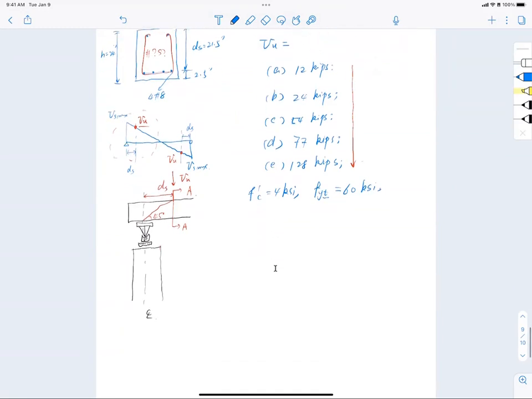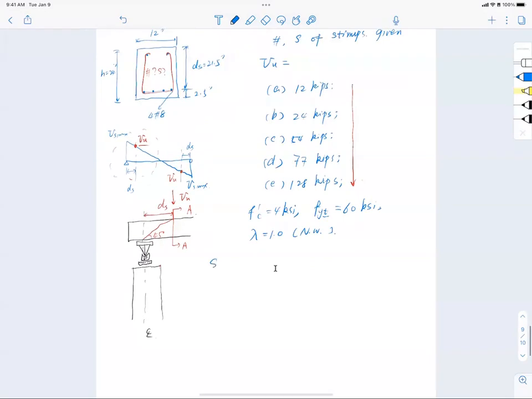All right, and just to ensure that this is normal weight concrete, so lambda equal to 1.0, normal weight concrete. All right, and to design for this, let's dive in. So first case, I have 12 kips of shear. And mind you that this is Vu, okay?